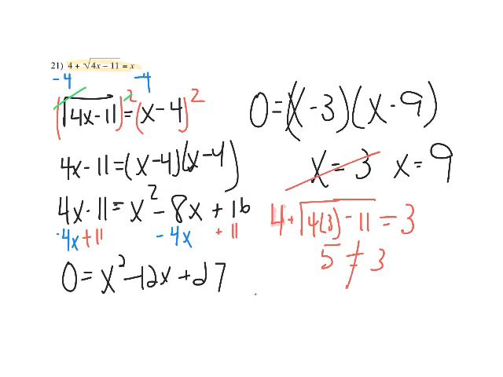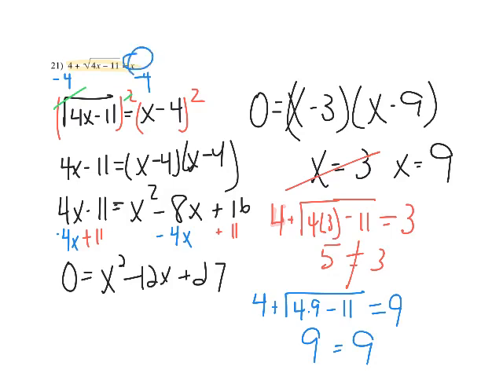So again, does 4 plus the square root of 4 times the 9 minus the 11, so 4 plus the square root of 36 minus 11, 36 minus 11 is 25, 4 plus 5 is 9, does that equal 9? Because again, guys, the right side of this bad boy is literally just the number that we're checking, just that x. So this does work. That is our answer.